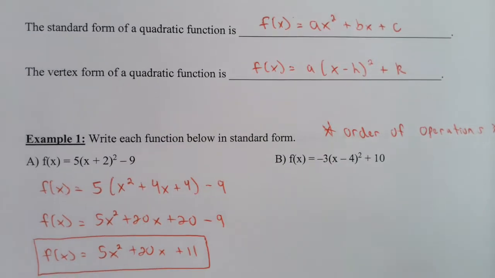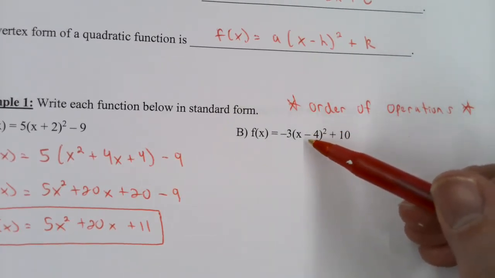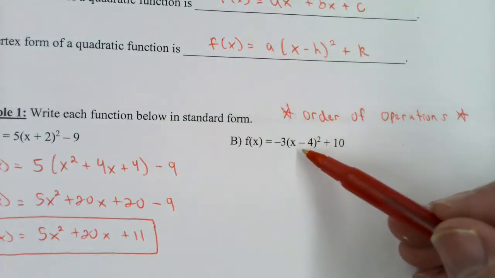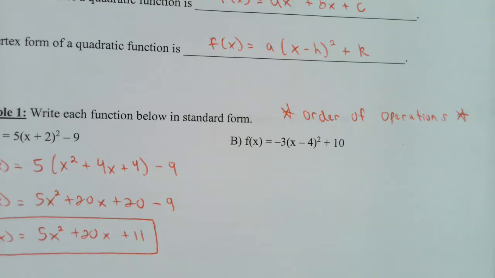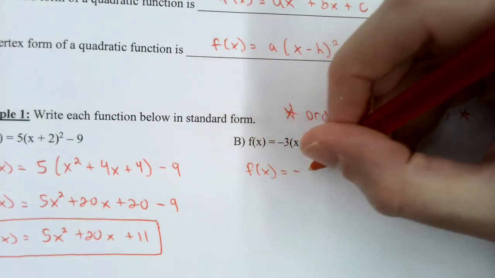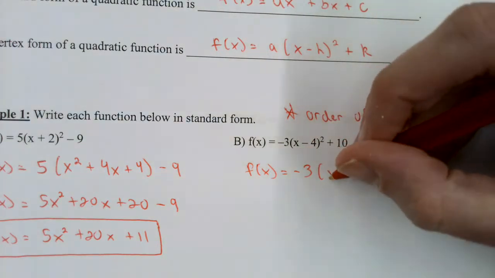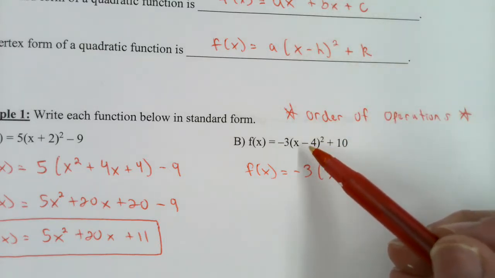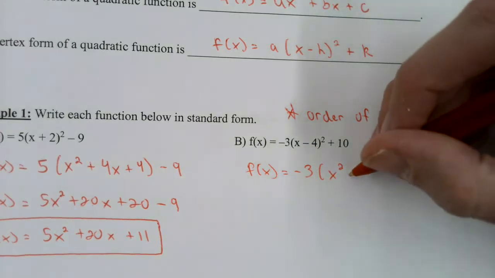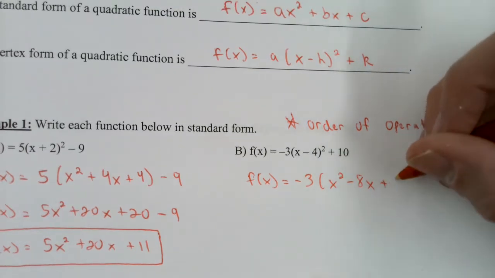Example 1b, same thing. We have to follow the order of operations. Let's start by taking care of the x minus 4 that's being squared. Again, if you don't know how to do the shortcut, you're going to have to write this out and do x minus 4 times x minus 4 and distribute. But hopefully you know the shortcut. Square the first term. So that's x squared. Multiply these two terms together. That gives you negative 4x. And then double it to get negative 8x. And then square the last term to get plus 16.